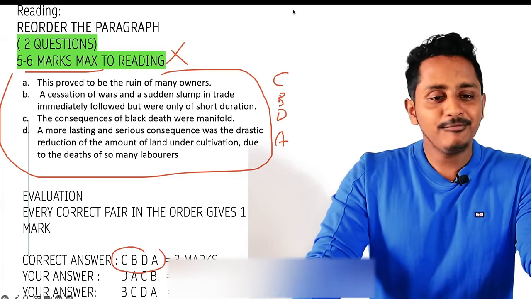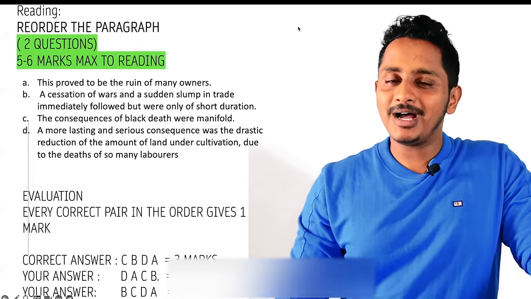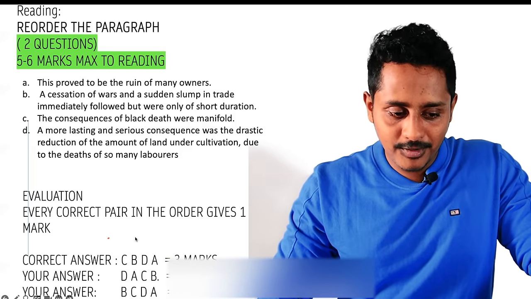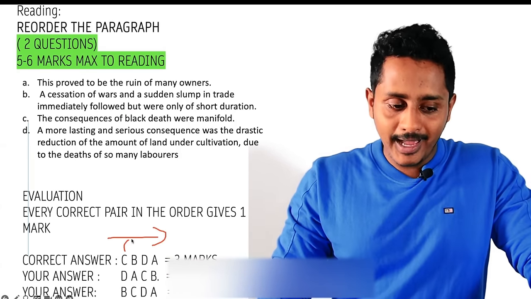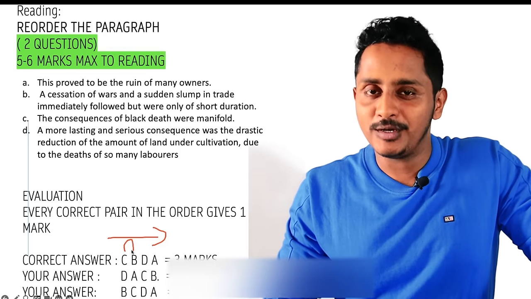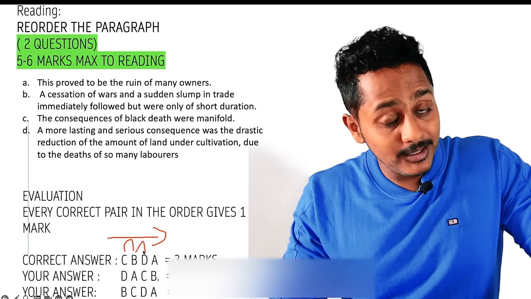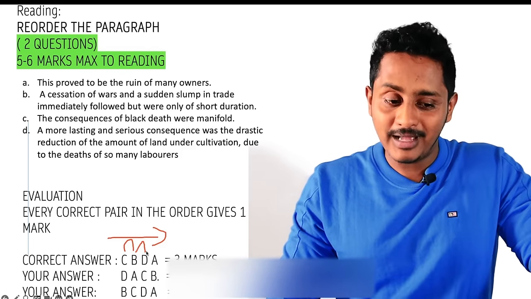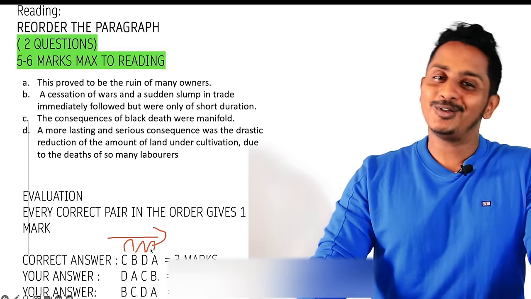That's the correct answer. Every pair that you select will give you one mark, but from left to right, remember. Have you got CB in the first pair? You get one mark. Have you got BD in the second pair? If yes, you can get one more mark. Have you got DA in the third pair? You're going to get one more mark.